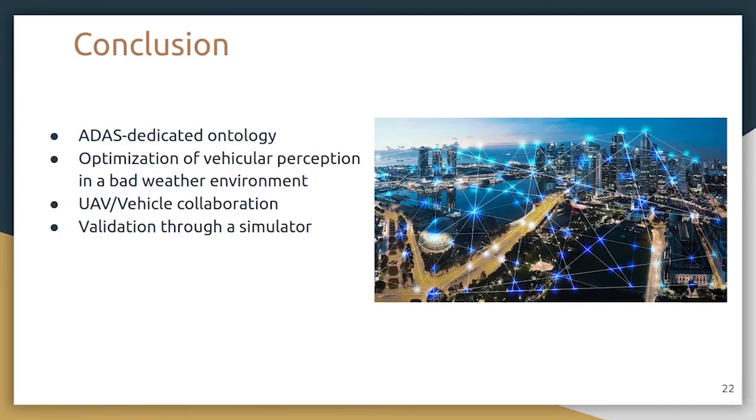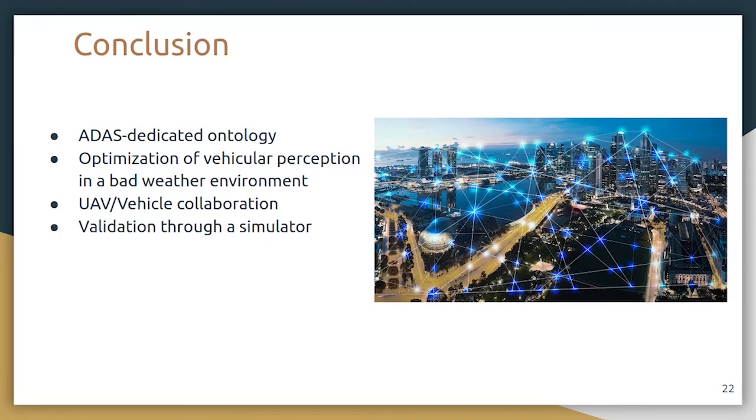We will now conclude this presentation with an overview of what we talked about here. So we presented an ADAS dedicated ontology, so an ontology which gathers data from a driving vehicle, stores them, and processes them. We use this concept in order to optimize the way a vehicle perceives its environment in bad weather. In order to do so, we also have a collaboration, an interaction between a UAV and the vehicle. So the UAV supports the vehicle's ability to perceive its surroundings thanks to its own sensors and its advantageous position. And this concept was validated thanks to a simulator that we made specifically for the case with a realistic physics engine and realistic virtual data.